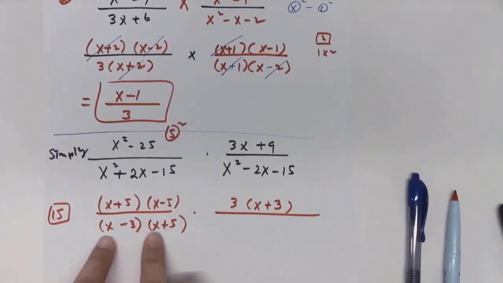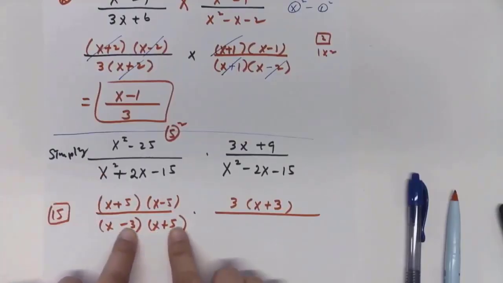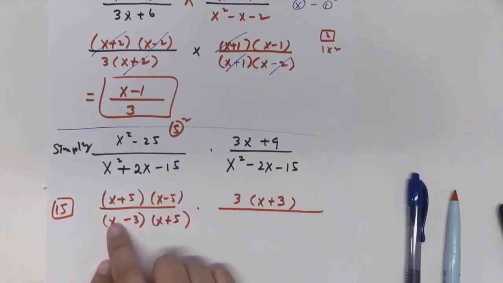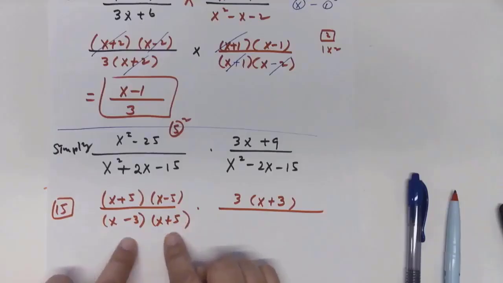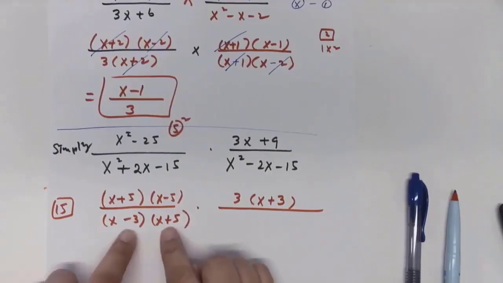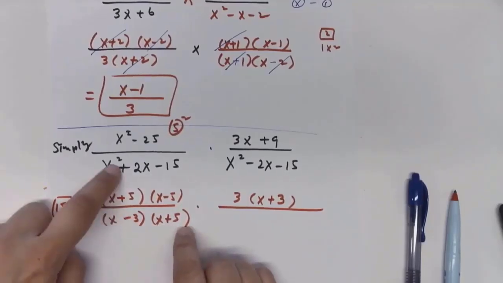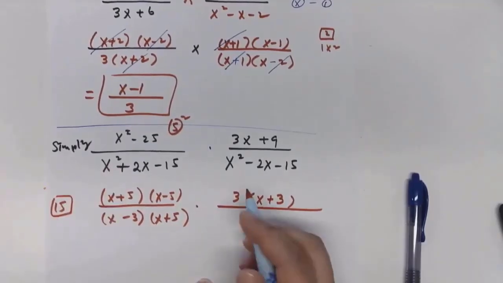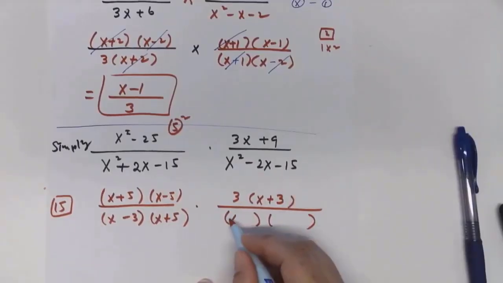X times x is the first term, right? Negative 3 times 5 is the last term, right? Outside we have 5x, inside together is positive 2x, right? Okay, that's right. So let's do the same thing on this side. A little bit different, be careful. So still x times x, right? Still 3 times 5, right?